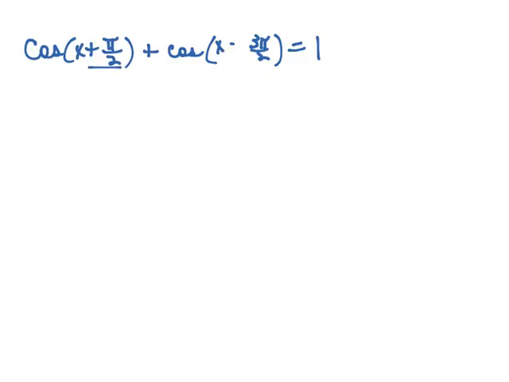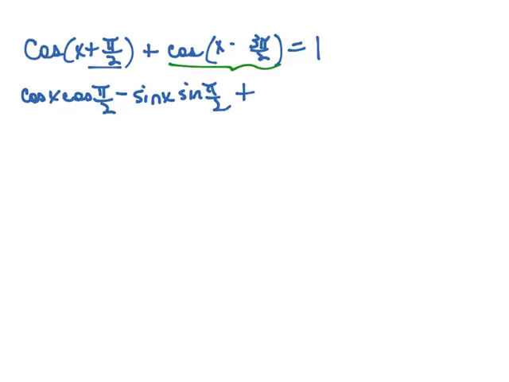For the first part, the cosine of x plus pi over 2, we're going to use our cosine sum formula, which would say we have the cosine of x, cosine of pi over 2, minus the sine of x, sine of pi over 2. And then for our next part, we're going to use our cosine difference formula, which would say the cosine of x, cosine of 3 pi over 2, plus the sine of x, the sine of 3 pi over 2. And then again, we know that this all is equal to 1.